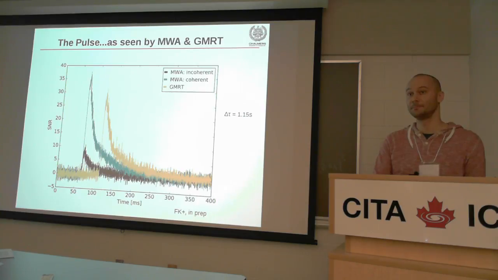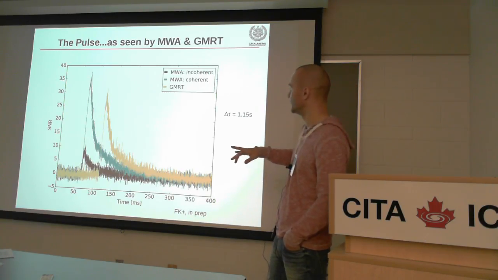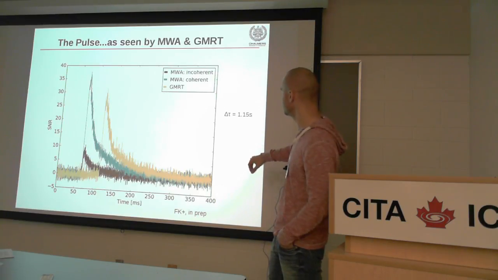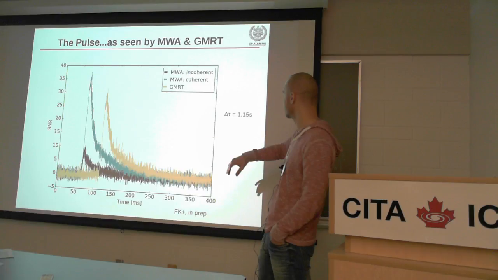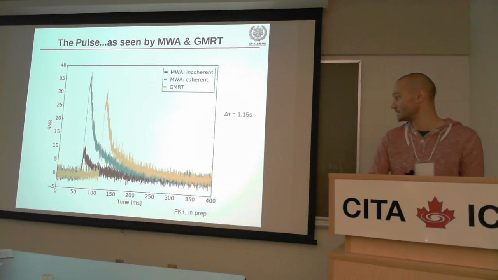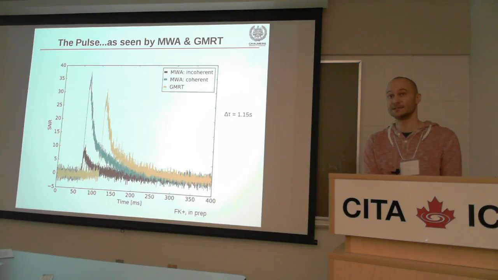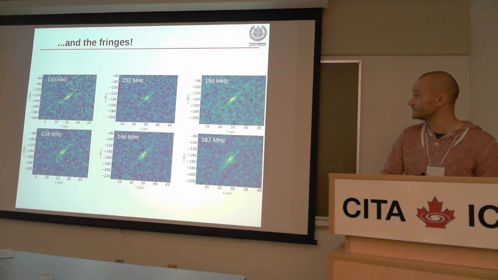Okay. So this is just to show the pulse, also the GMRT. They look very similar, and that's just manually offset just to make it clear. And the time offset we actually find between the time streams between GMRT and MWA is about 1.15 seconds. So trying to find this just in a normal correlator would have been quite a pain. Anyway, so those are the fringes.